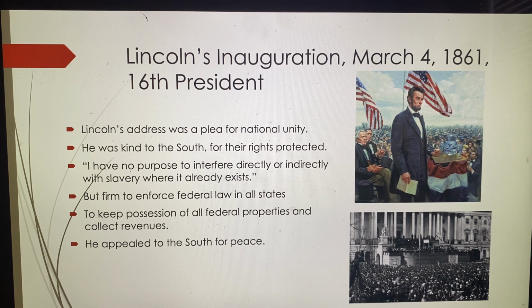But at this point, he says he wanted this to happen slowly and the states to stay firm in the Union. He was very firm to enforce all federal laws in all the states and to keep possession of all these federal properties and to collect revenues. So he knew that the South was already taking over federal property, taking over arsenals, taking over forts, taking over the mint. He knew these things were going on, and he said he's going to keep possession of all these federal properties. So right there, he was declaring a type of war, right? But he appealed to the South for peace.